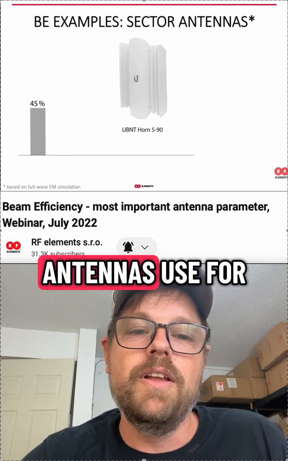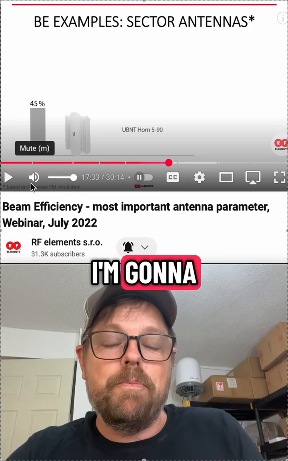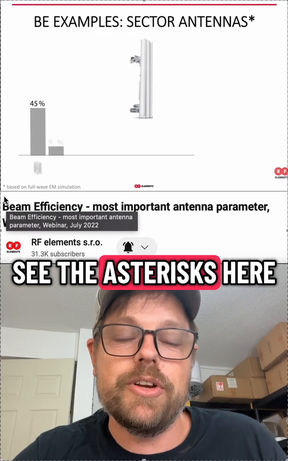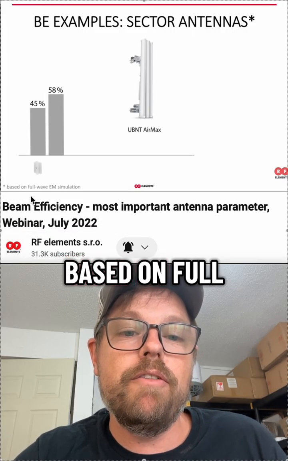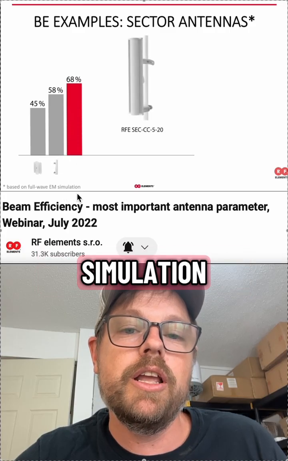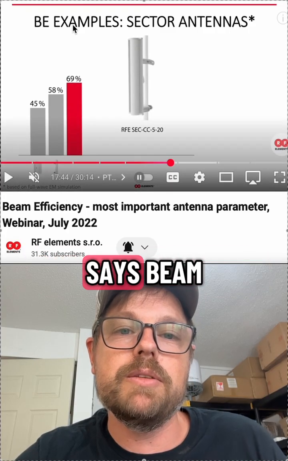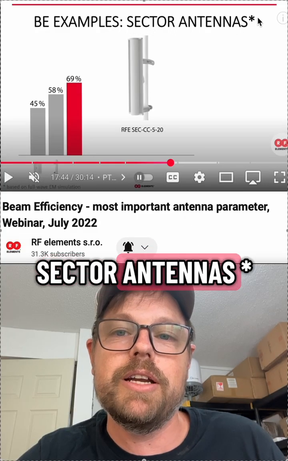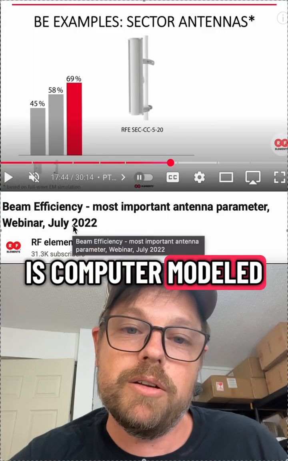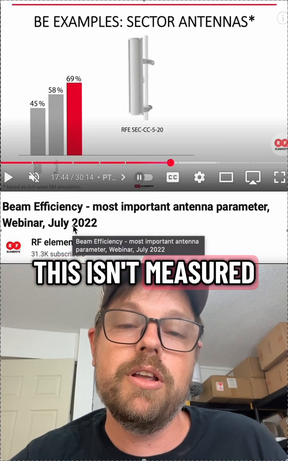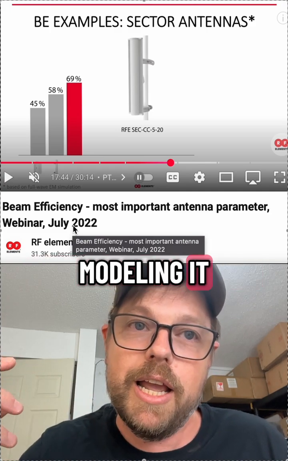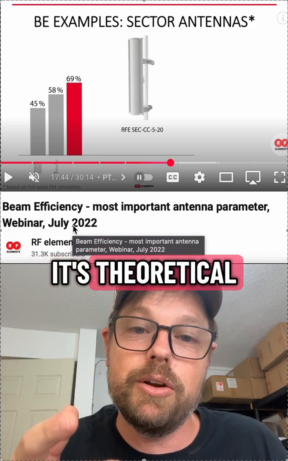Vast majority of antennas used for sector. Okay, I'm going to mute and hit play so you can see the asterisks here. Based on full wave EM electromagnetic simulation. So they're comparing, it says beam efficiency examples, sector antennas, asterisks. The asterisk means this is computer modeled. This isn't measured. So that goes back to measuring it versus modeling it. And this is modeled. It's theoretical.